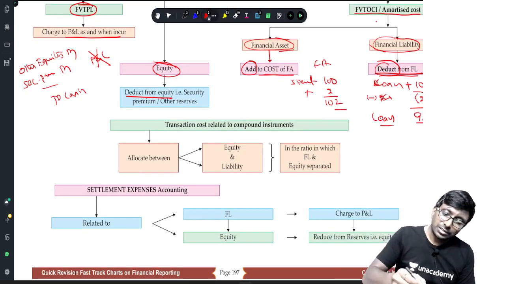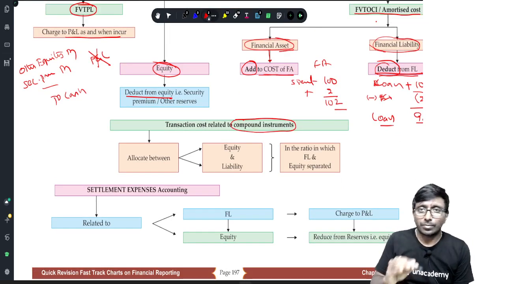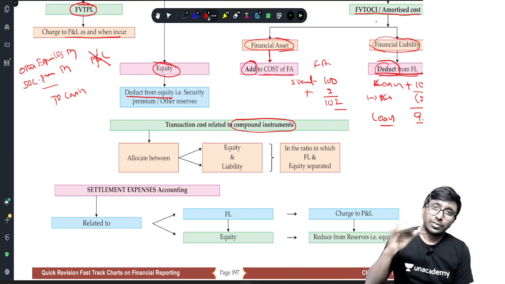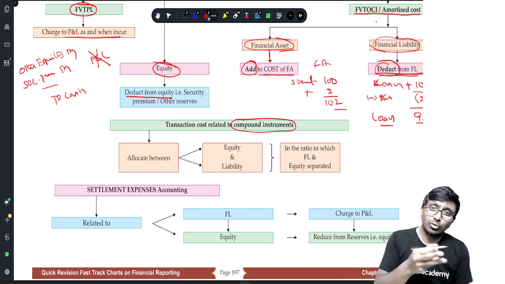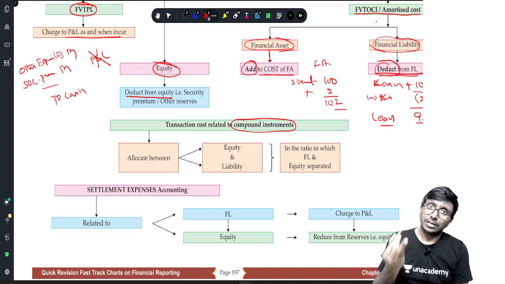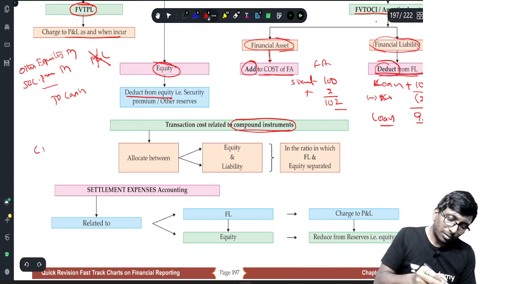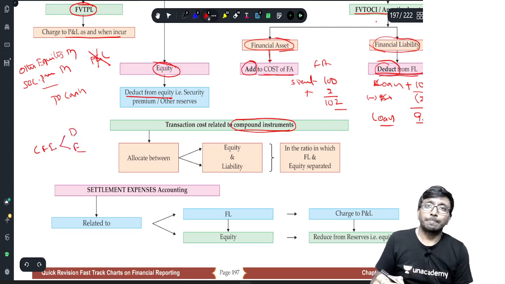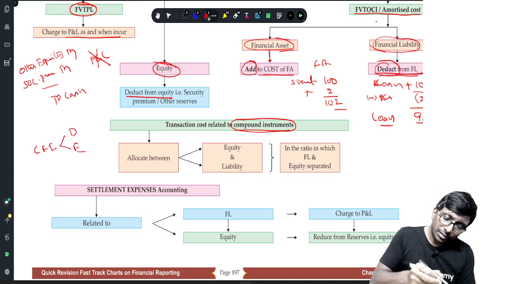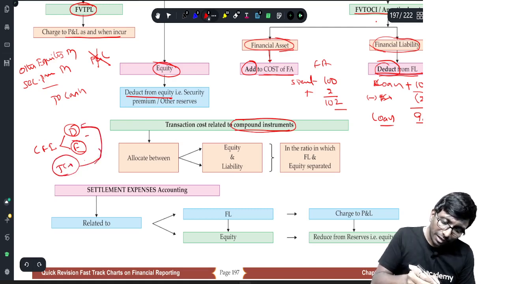Never. Now, what if it is related to a compound financial instrument? You were told about financial assets and financial liabilities, but a compound instrument has an equity element and a debt element. What do you do? In a compound financial instrument, we bifurcate the debt and equity separately. In the same ratio, transaction costs are also supposed to be bifurcated and allocated.